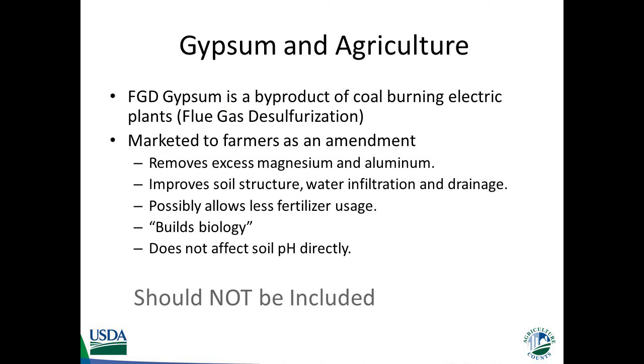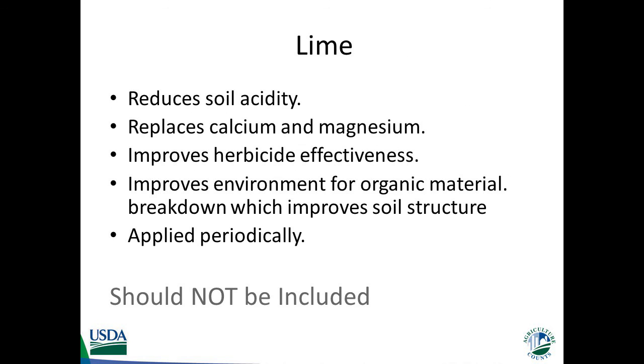Some operators may indicate that they are applying gypsum to their fields. Gypsum is marketed to farmers as a soil amendment because it reduces magnesium and aluminum in the soil, improves soil structure, water infiltration and drainage. It could possibly allow for less commercial fertilizer usage and helps build the soil health and biology in the soil. It does not affect the soil pH directly. If an operator indicates that they are applying gypsum to their field, we do not want to include it in the table in section C.